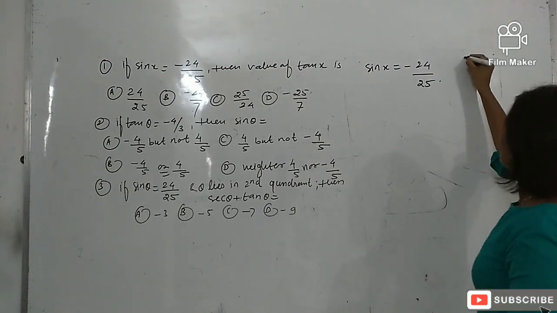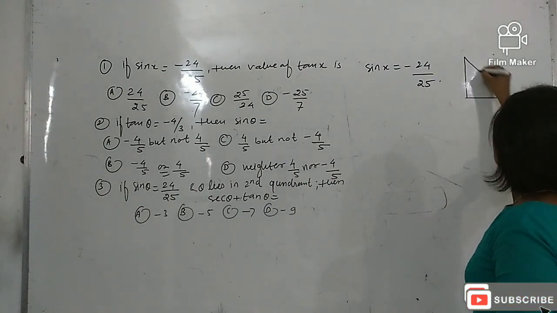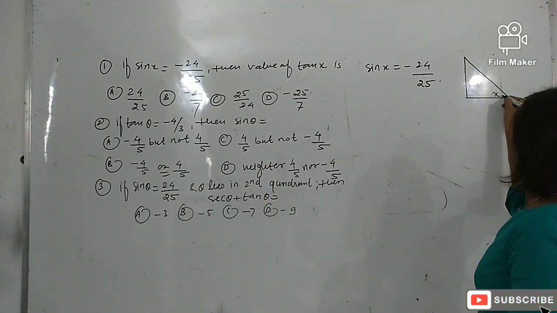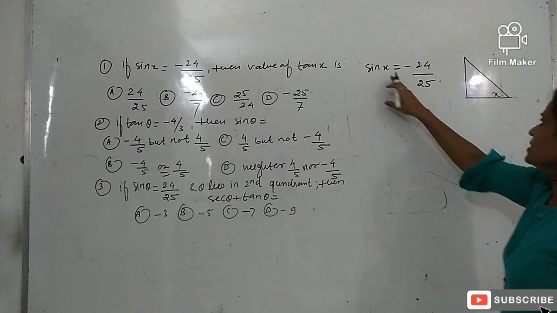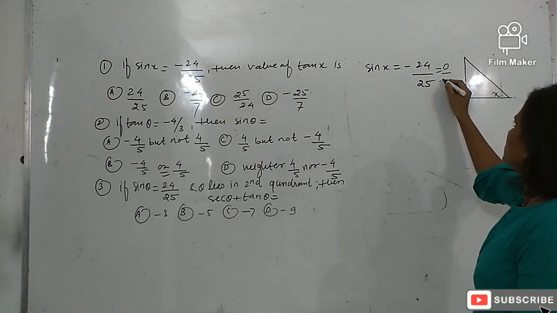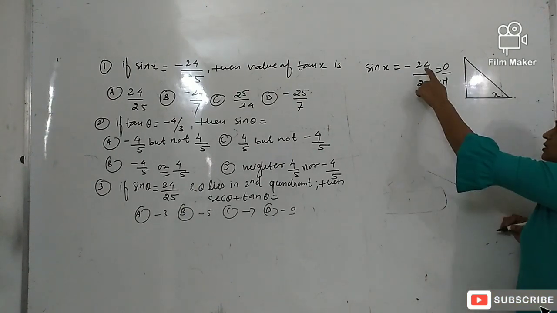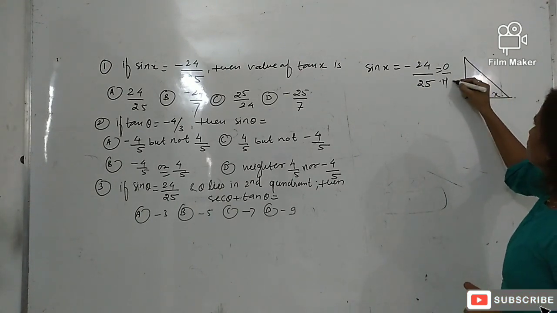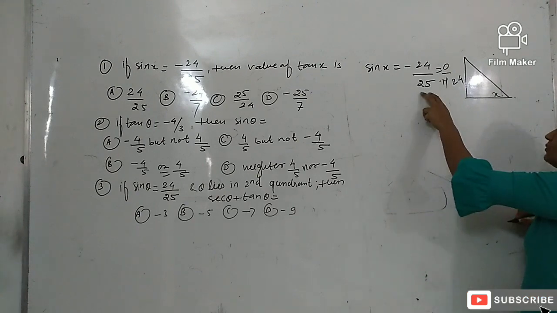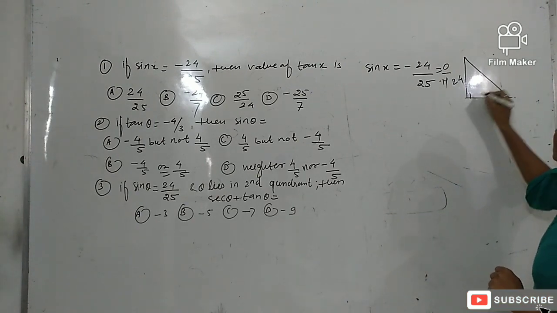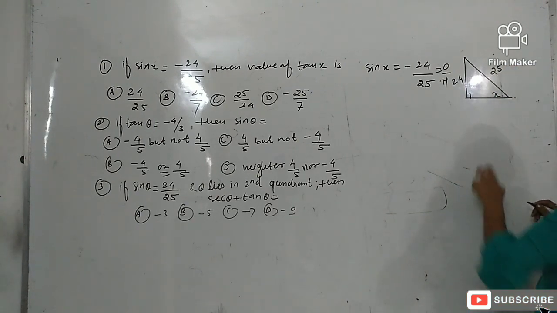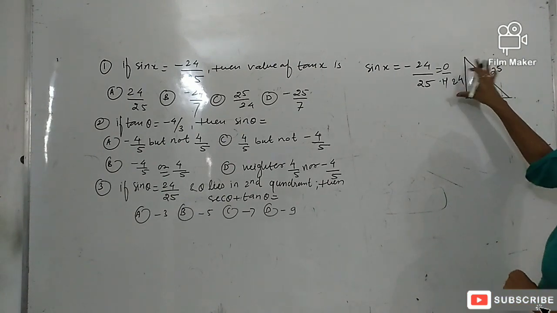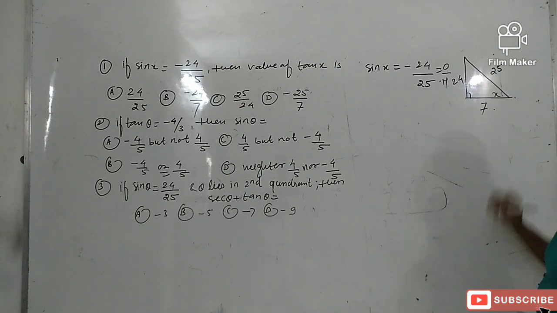Okay. So simply draw a right angle triangle. Suppose this is the right angle triangle and consider your x value. Now what is meant by sine? Sine is opposite upon hypotenuse. So this 24 length denotes the opposite side of the angle x, and this 25 is the hypotenuse. So using the Pythagoras theorem, calculate this third side, and by calculation you will get this side 7.